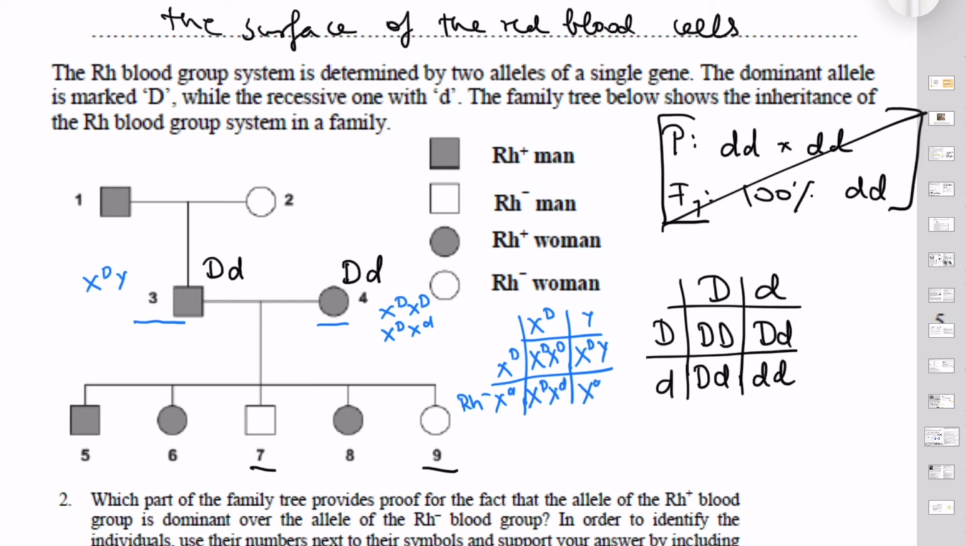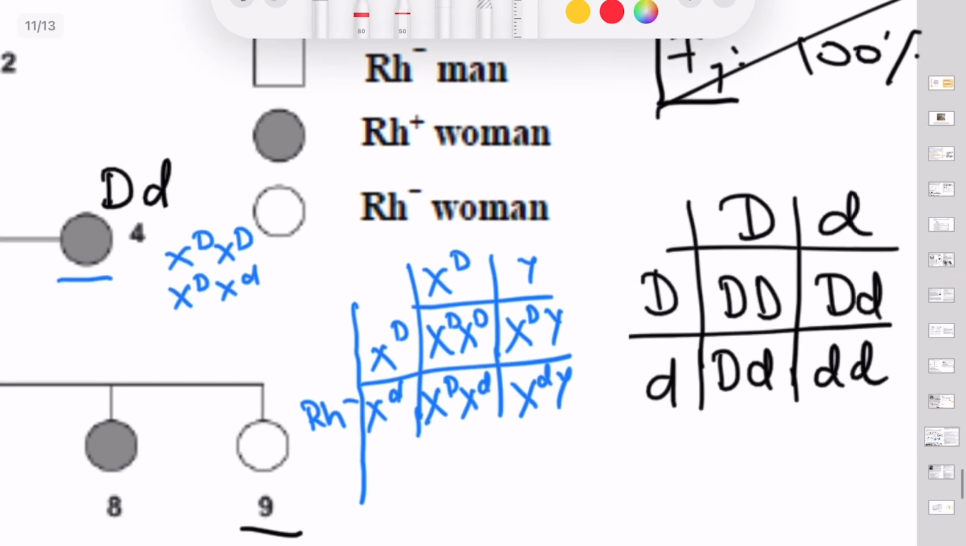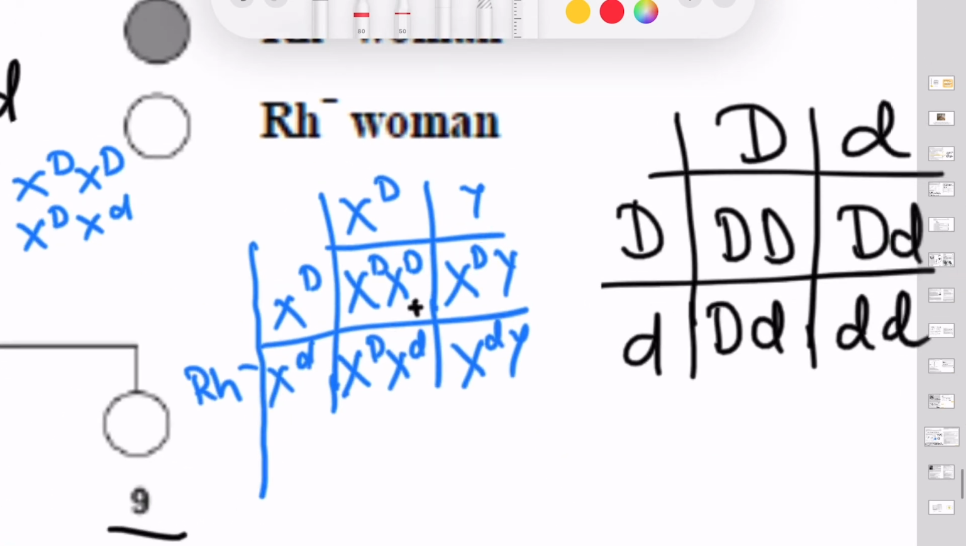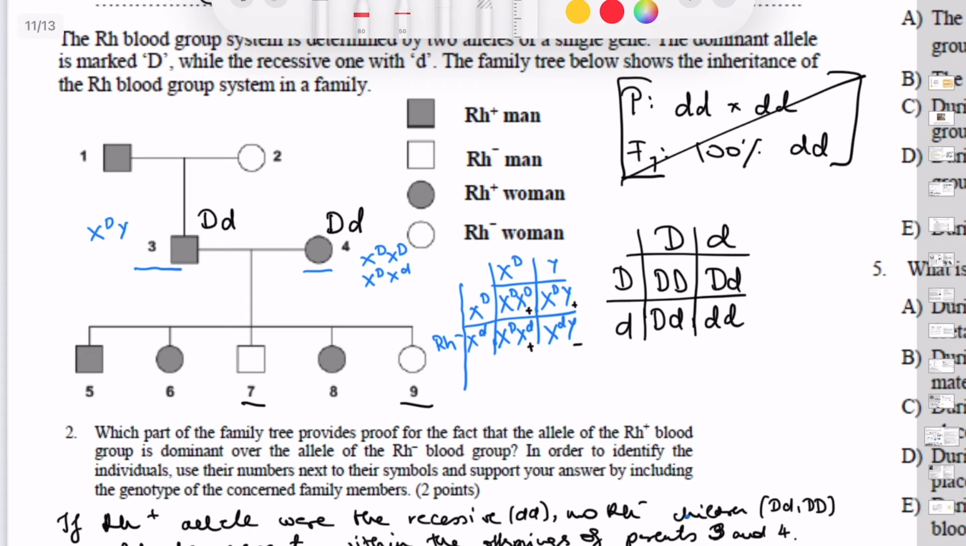Okay, and this is actually D in here. So you can see that out of the girls, all of them will be Rh positive. So this is positive, this is positive. From the boys, one of them will be positive and the other one is negative. So if the trait was X-linked, the Rh positive father couldn't have an Rh negative child.